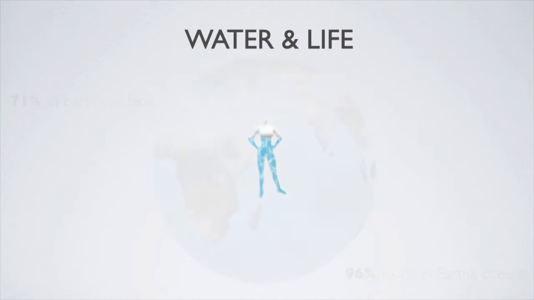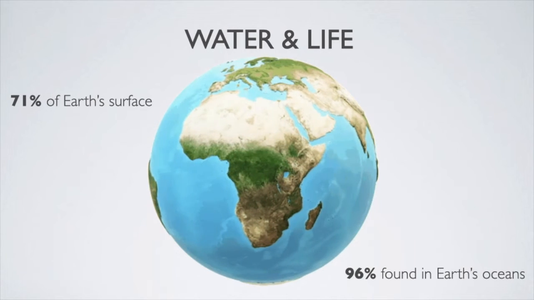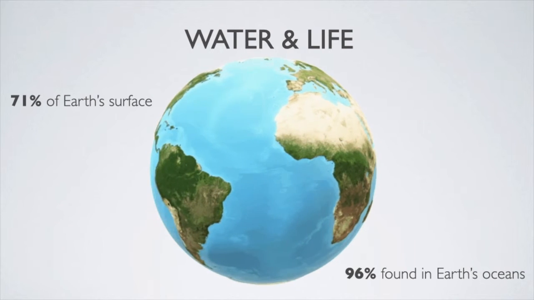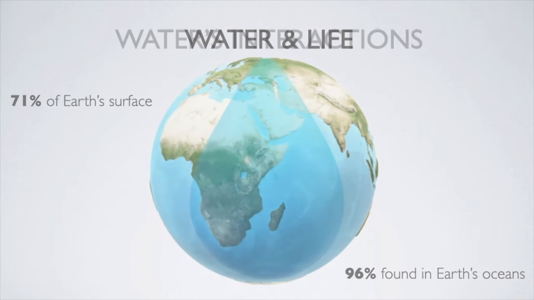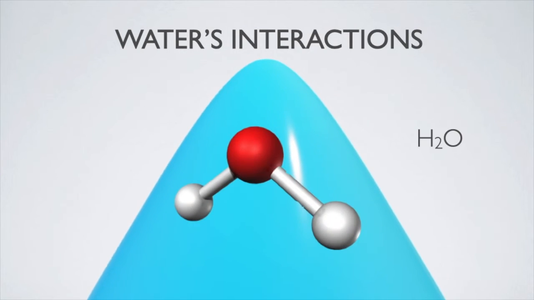On a larger scale, water makes up 71% of the planet's surface, and about 96% of the water found on Earth's surface is held by the oceans. That's a lot of water. The water molecule is composed of two hydrogen atoms and one oxygen atom, two of the most common atoms found in living organisms. The structure of a water molecule influences its behavior, as well as how it will interact with other elements from the periodic table.